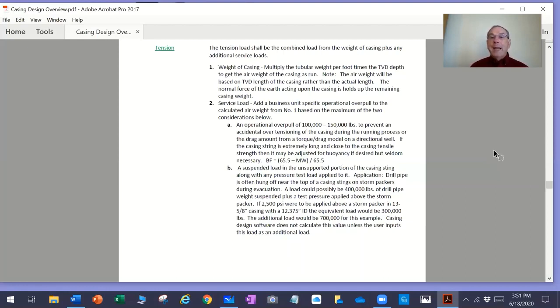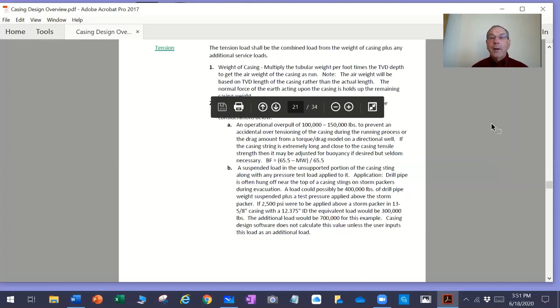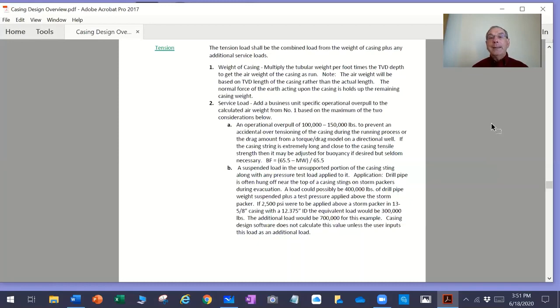Now, number B is, to me, a very important consideration. It's seldom listed. It's not even listed on any of this real sophisticated casing design software that we have. It may have a little term here that's got 5 letters to it. It says other, but most of the time it's not even listed. But it's a suspended load in the unsupported portion of the casing string, along with any pressure test load applied to it. So let's give it an example.